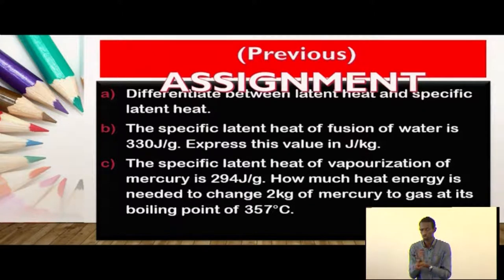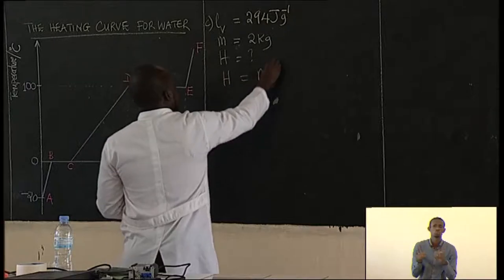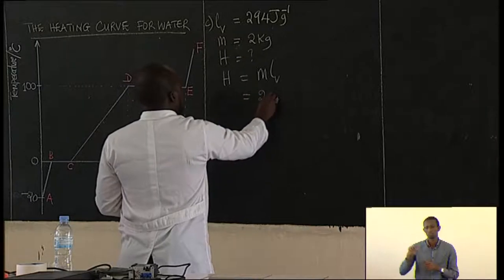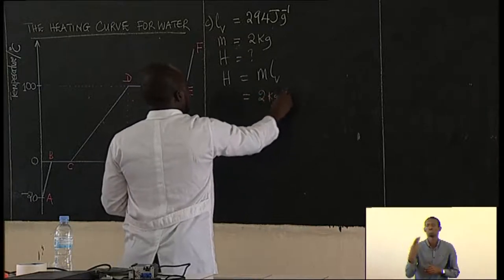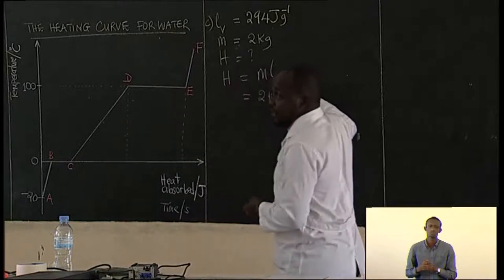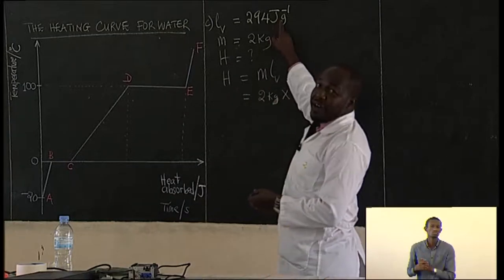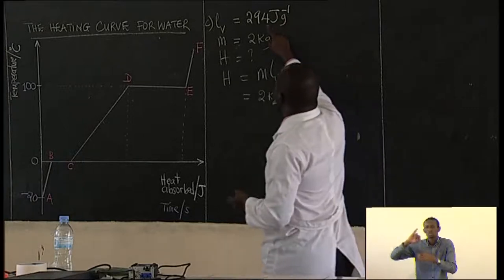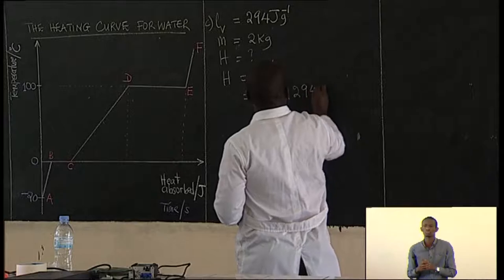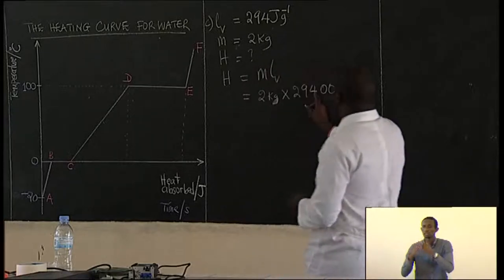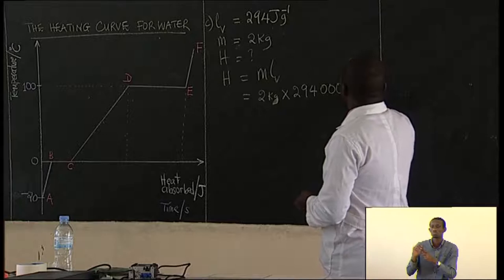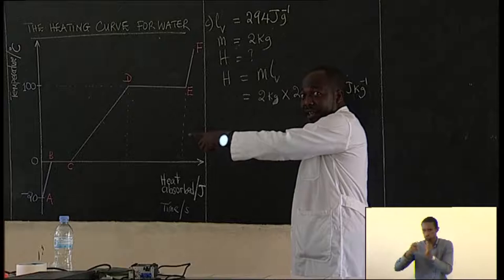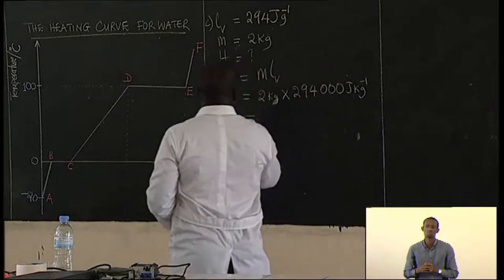So we shall then say, using H is equal to MLV, this is specific latent heat of vaporization. So this is going to be 2 kilograms, okay, times specific latent heat of vaporization. But remember, this is in joules per gram. So we need to change this into joules per kilogram. So if you change to joules per kilogram, we just multiply that by 1,000. And so if you multiply by 1,000, that is what you are going to get in joules per kilogram, just like we said in part B.